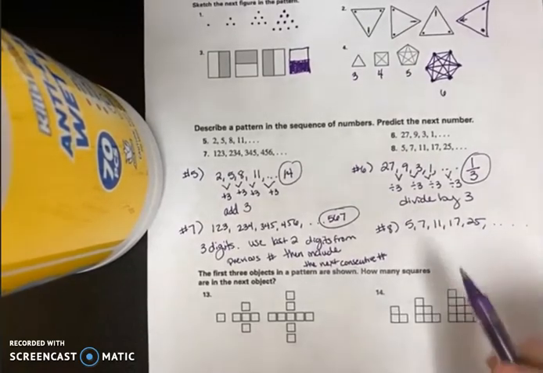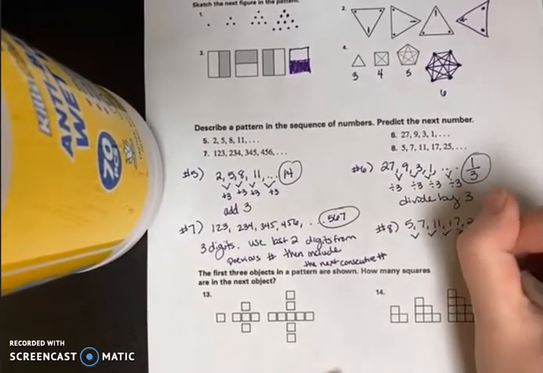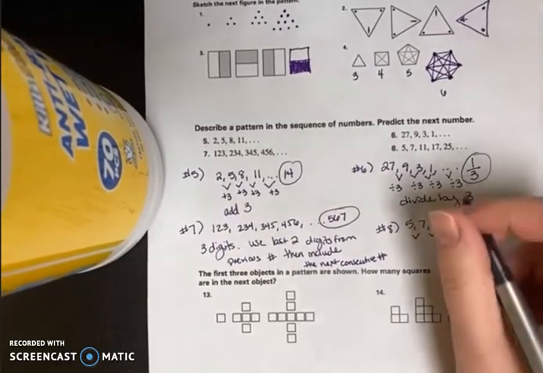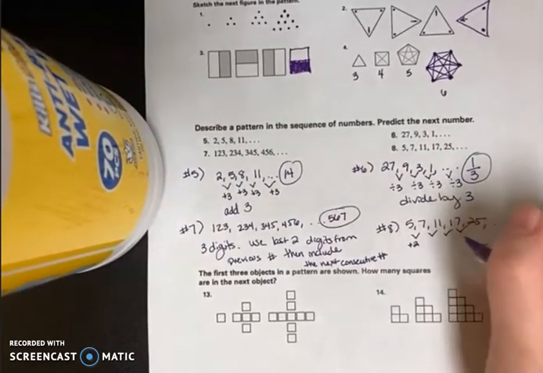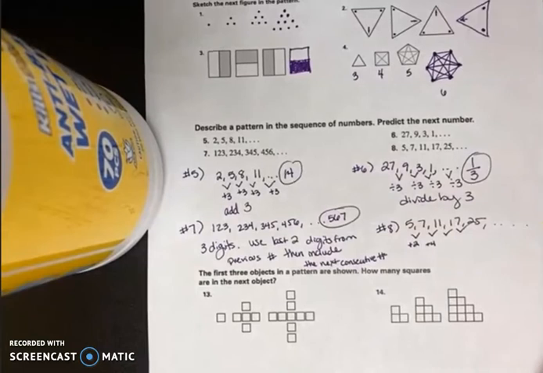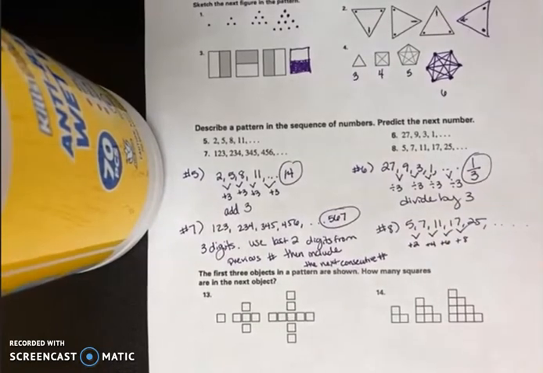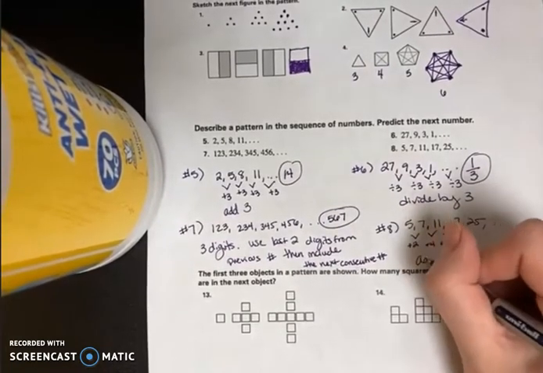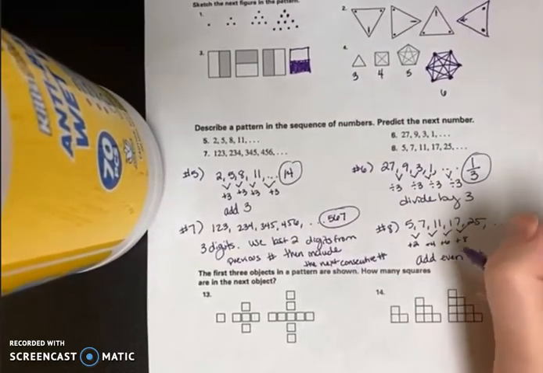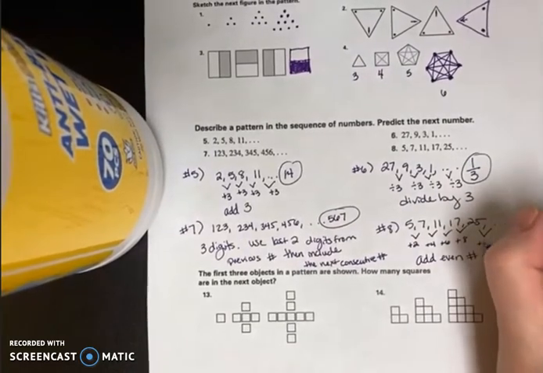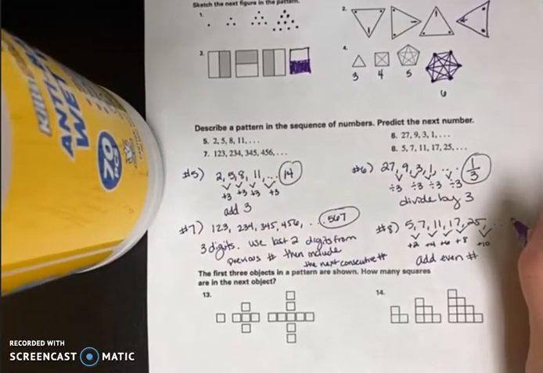And if I'm asking myself, how do I get from 5 to 7, from 7 to 11, from 11 to 17, from 17 to 25, I notice to get from 5 to 7, I add 2. To get from 7 to 11, I add 4. To get from 11 to 17, I add 6, and 17 to 25, I add 8. So the pattern is I am adding even numbers. So 2, 4, 6, 8, to get the next number, I'm going to have to add 10, which means the next number in the sequence would be 35.